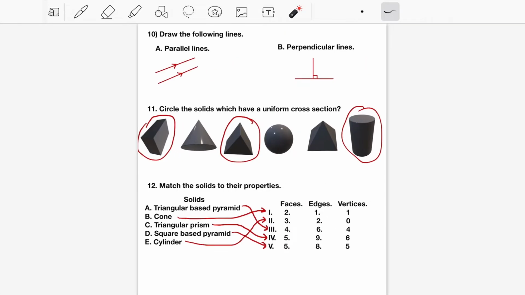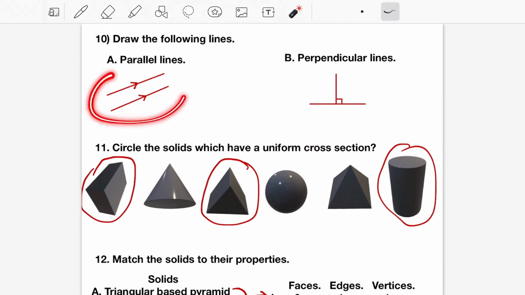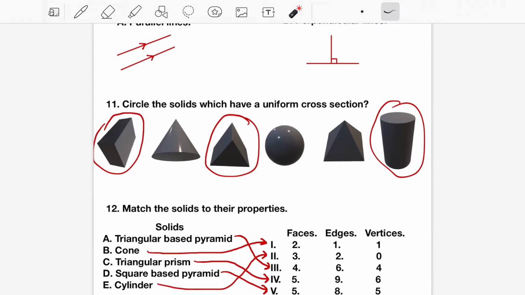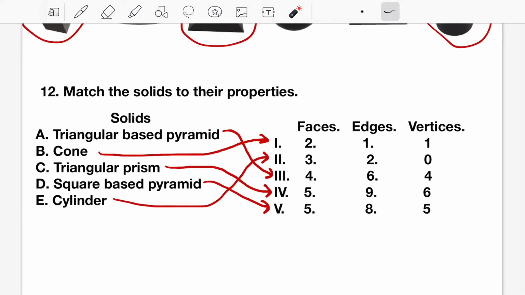Number 10. Draw parallel lines and perpendicular lines. Circle the shape that has a uniform cross-section. Match the solids to their properties. So the triangular based pyramid has this here. The cone would be this. The triangular prism will be this. And the cylinder will be this.